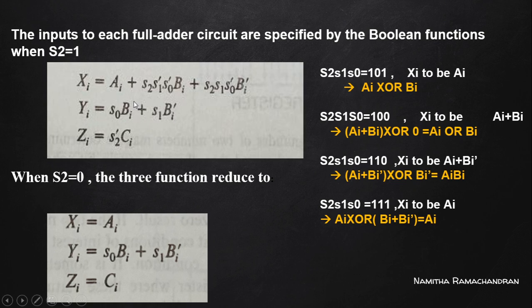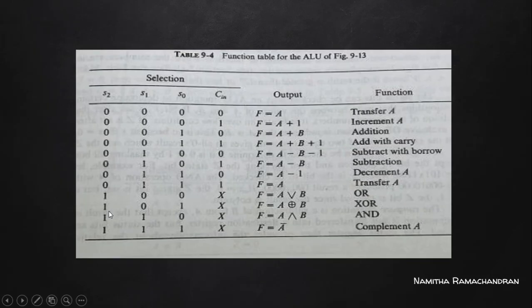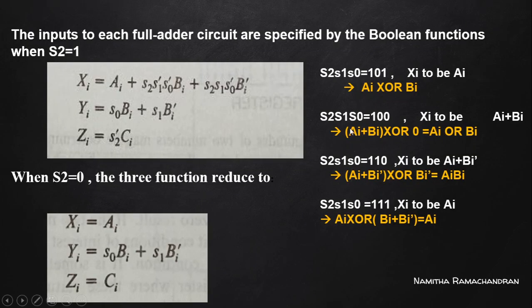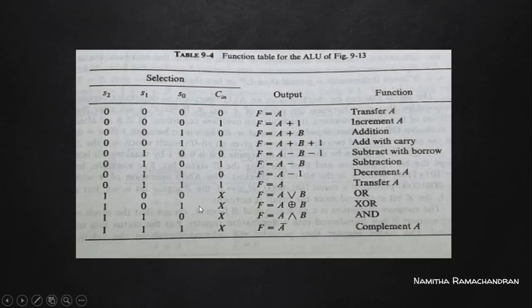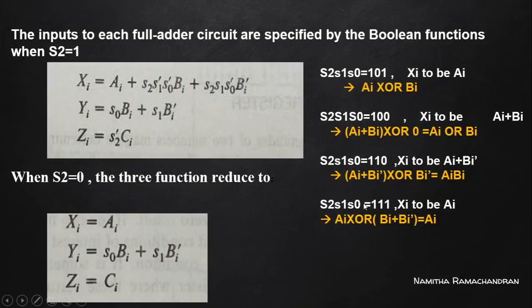So substituting this into our full adder circuit, the output is Ai XOR Bi. The same expected logical operation XOR is obtained now. Consider the second case. S2, S1, S0 is of the form 1, 0, 0. So with 1, 0, 0, the expected logical operation is OR.